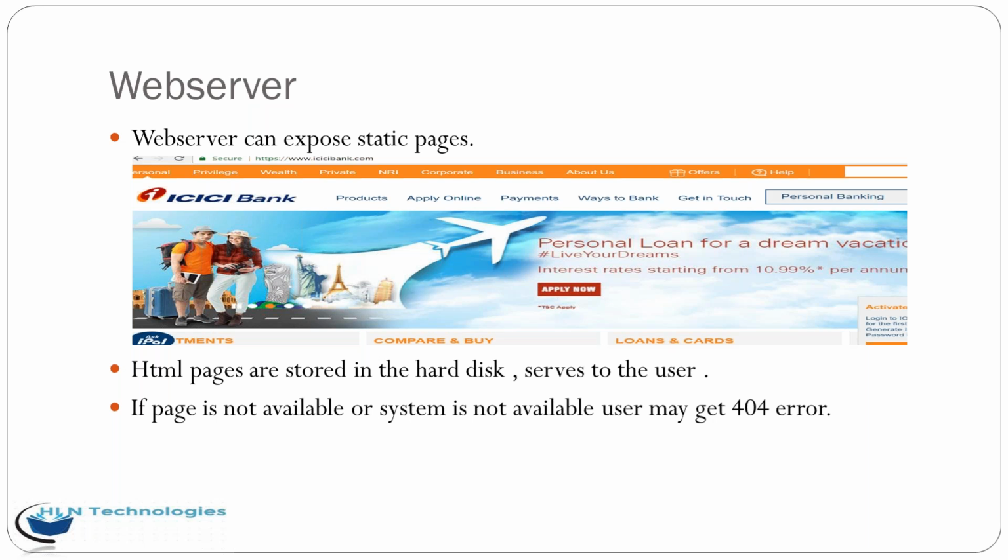So HTML pages are stored on the hard disk of the server and served to the user. We'll go in depth later on how these HTML pages are stored, so that I can help you understand how things happen under the hood. Sometimes, if the page is not available or the system is not available, we get a 404 exception, right? Which means that particular server or that particular page which you are entering is not available.